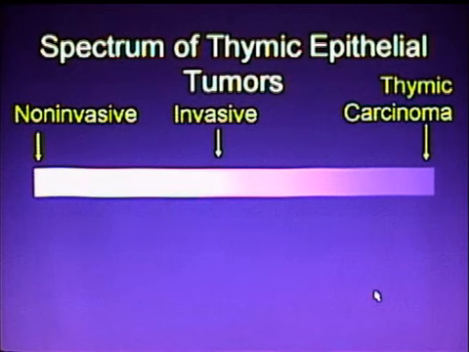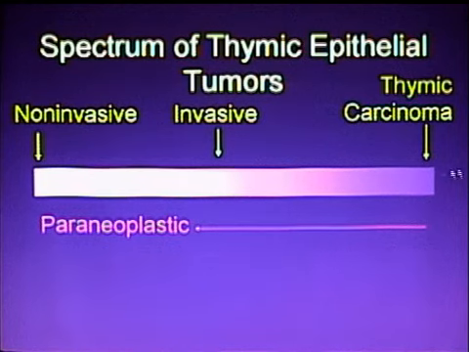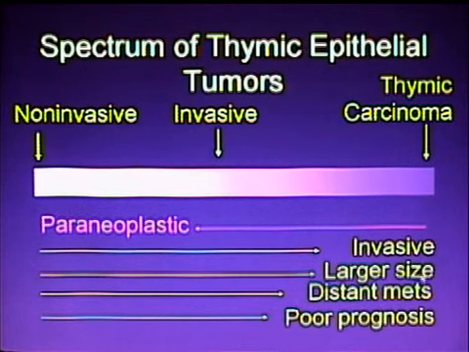So in the spectrum of thymic epithelial tumors, we basically move from the non-invasive thymomas to the invasive thymomas to true thymic carcinomas. And the larger the size, the more aggressive the pathology, the more likelihood for morphologically invasive recognizable disease and a much poorer prognosis, whereas the paraneoplastic syndromes, in fact, are going to be more common in the better differentiated but less aggressive tumors.